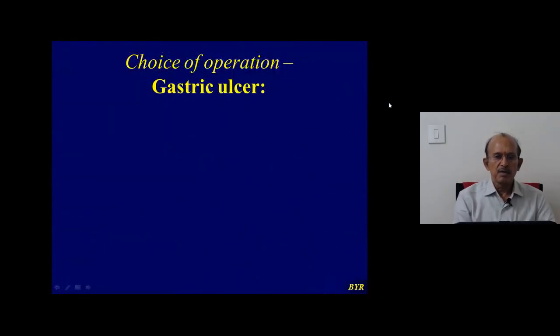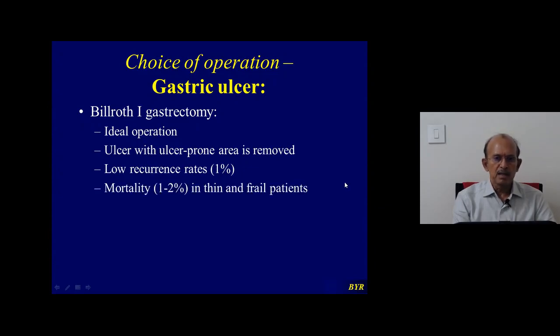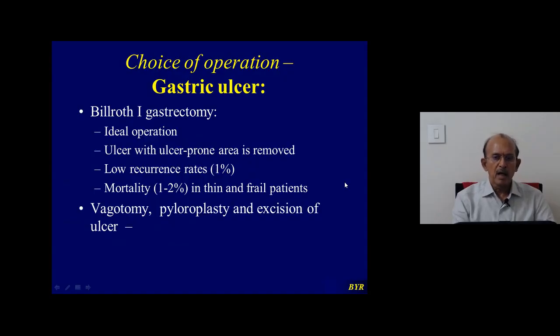So the choice of operation for gastric ulcer is Billroth-1 gastrectomy. It is the ideal operation. The ulcer with the ulcer-prone area is removed here. Low recurrence rates. Mortality is about 1 to 2% in thin and frail individuals. Vagotomy, pyloroplasty, and excision of the ulcer is advocated in high-risk patients, because it can have some recurrence.